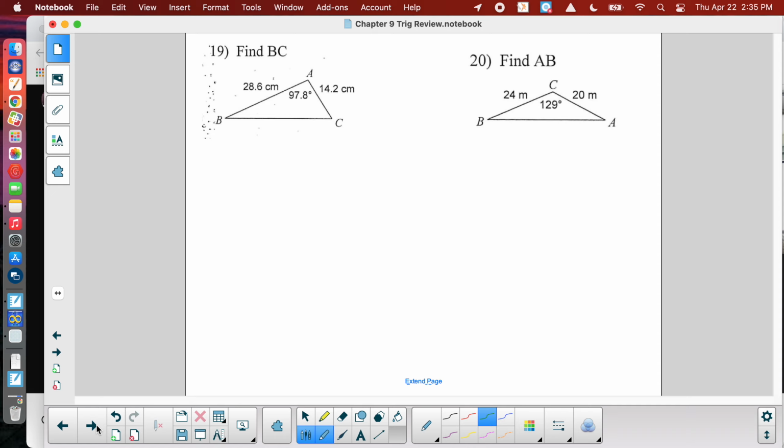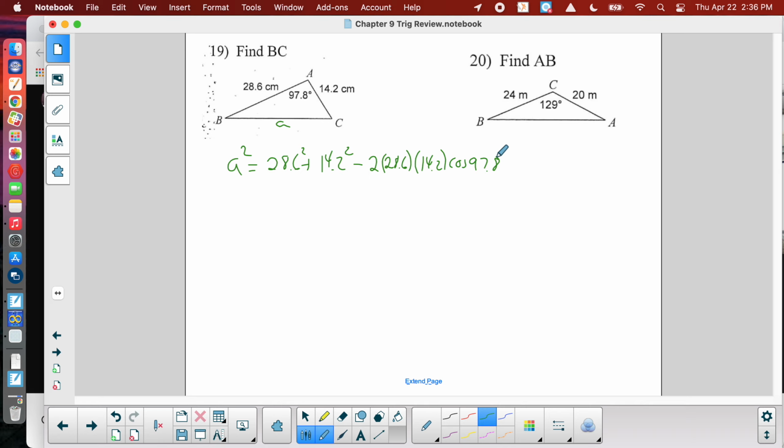All right, find BC. This is going to say use the law of cosines to find BC. Now, law of cosines is going to be easy for us. I'm finding this side right here, A. So A squared equals the other two sides squared added, 28.6 squared plus 14.2 squared, minus my law of cosines, 2 times these other two sides, times the cosine of the angle in between.